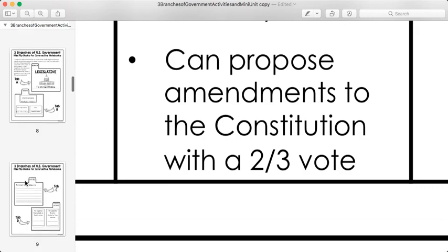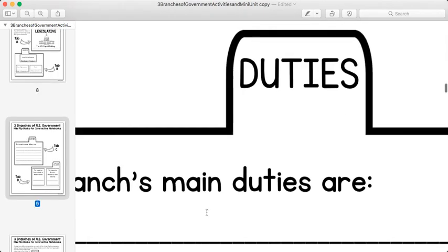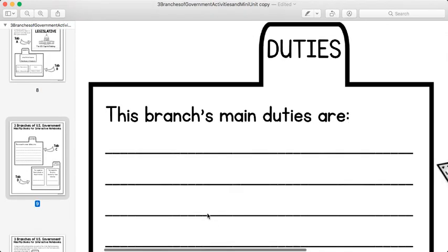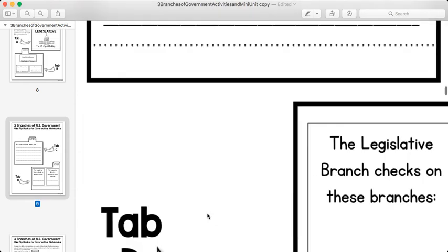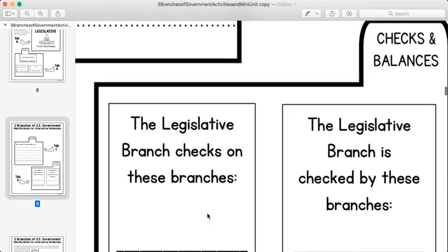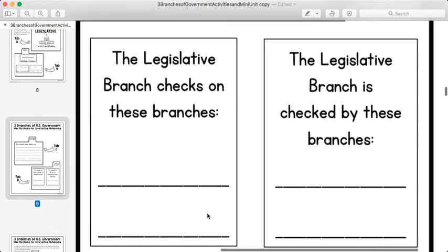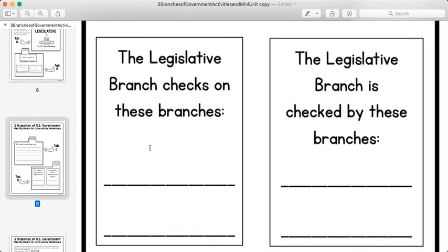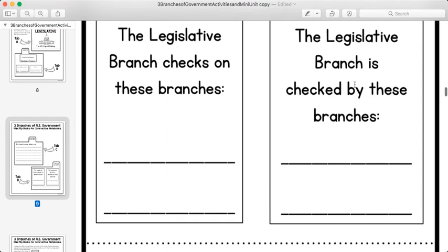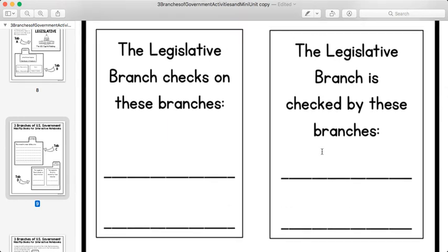So if you go back to your paper, you're going to write that in the duties section where it says this branch's main duties are. And then you're going to think about who checks on the legislative branch. Which branches check on the legislative branch, and you'll write those right here. And which branches does the legislative branch check on? You'll write that right here.